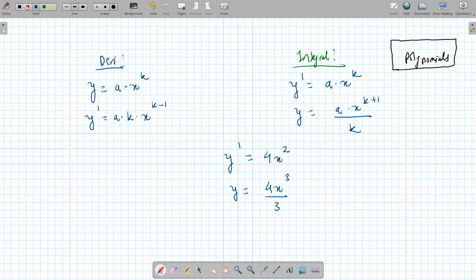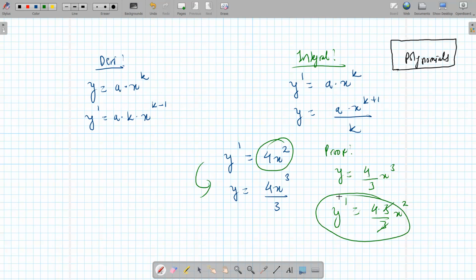Here, we can show this as well, like what's going on here, proof. We can show that this is true. Let's say we start off with y, right? Y is 4 over 3x cubed. What will be the derivative of this? How do you find y prime if this is your y? You bring the 3 to the front, and then you subtract 1. Right, and look at this, 3 and 3 cancels out, you end up with 4x squared. So this is the derivative. But the integral is the other way around.